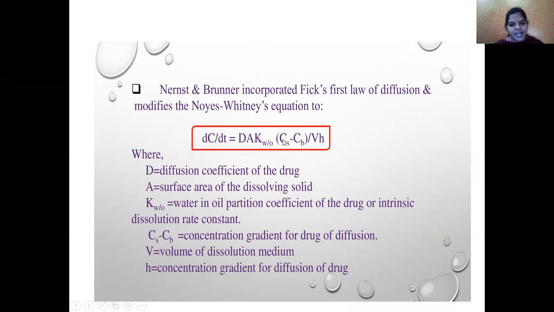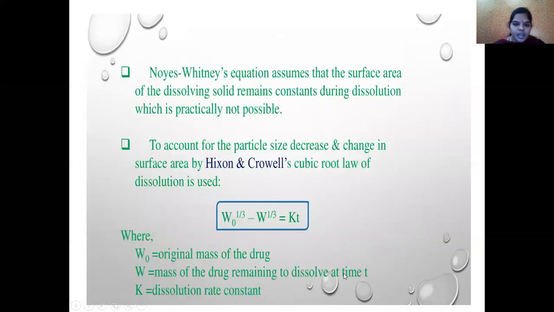S stands for stagnant layer, the drug concentration at the stagnant layer, and Cb is the drug concentration at the bulk of the solution. And V is the volume of the dissolution medium, and h is the thickness of the membrane, or also called the concentration gradient for diffusion of the drug. H is nothing but thickness. Okay, so this is about two equations.